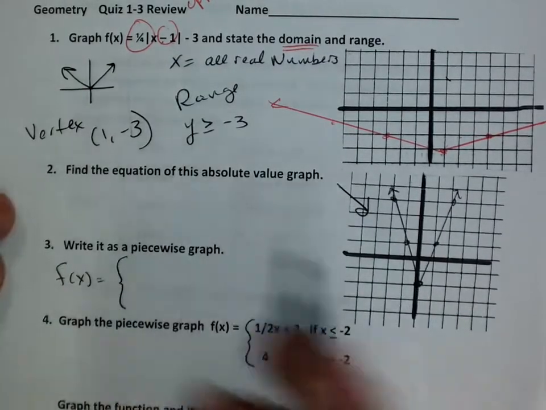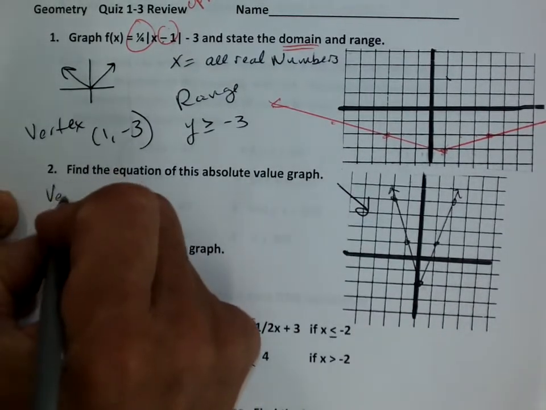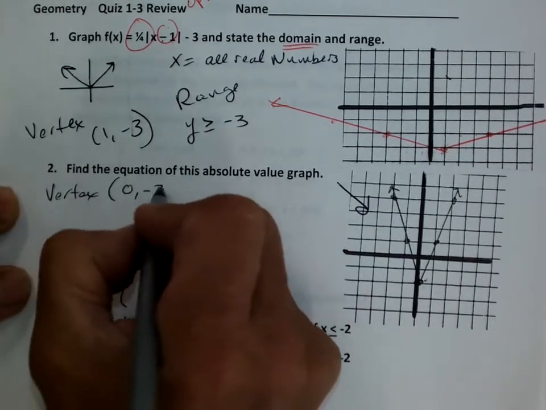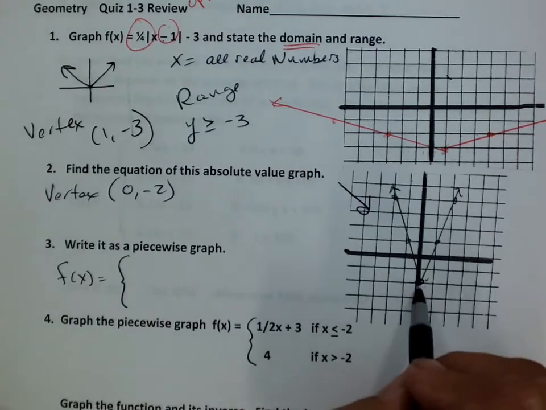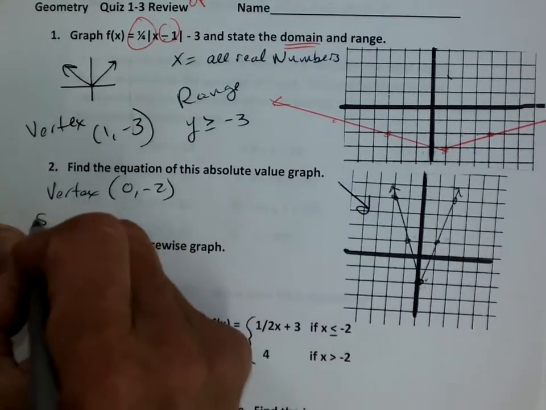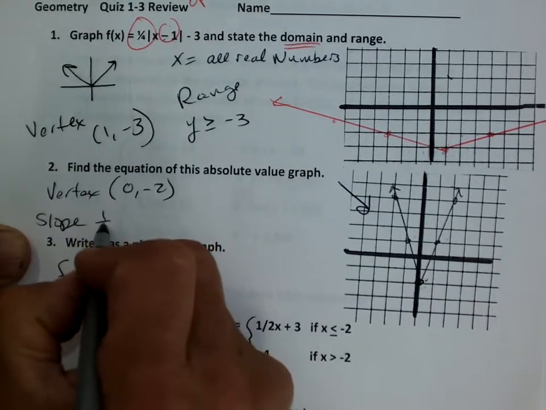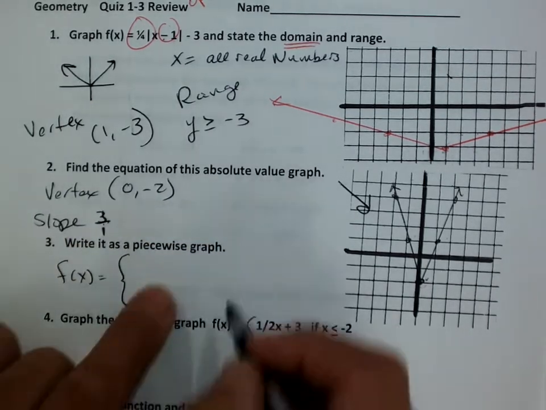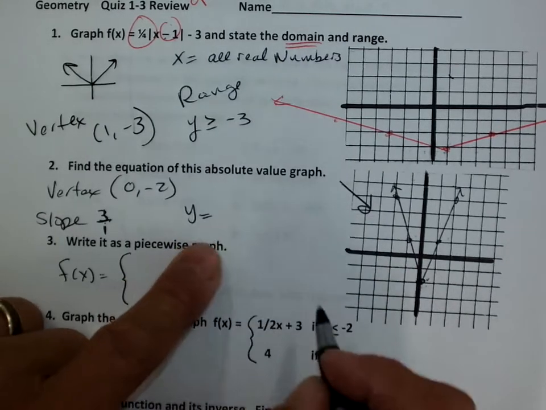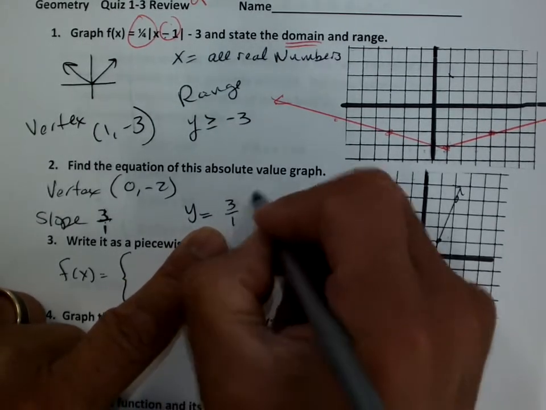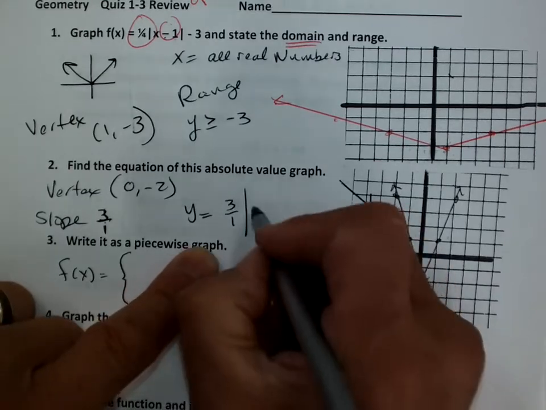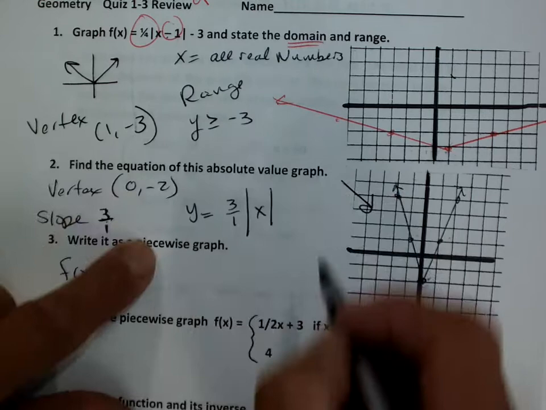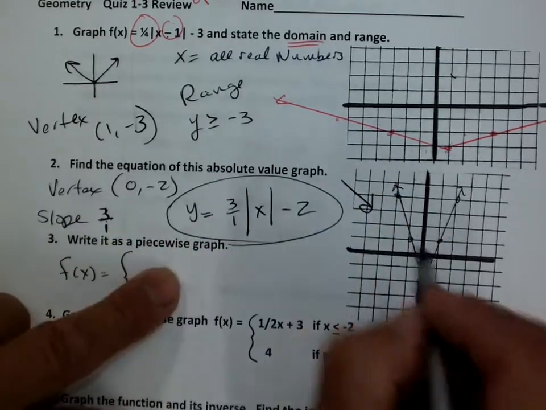Number 2 goes with this graph, okay? So it looks like the vertex is at the point 0, -2. I have a slope of up 3 over 1. And so I'm going to say it is y equals 3 over 1 absolute value of x, and then I could put a 0 in here. I don't really need a 0. And then -2. Okay, there it is.